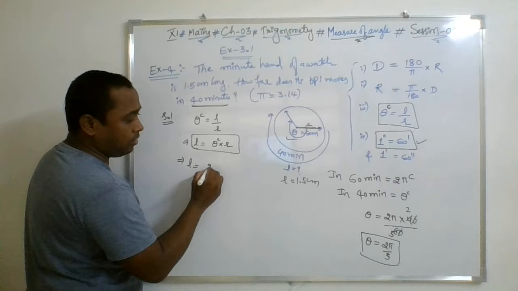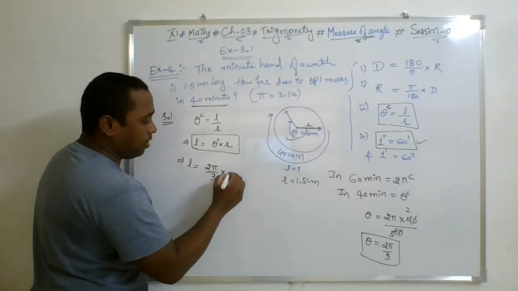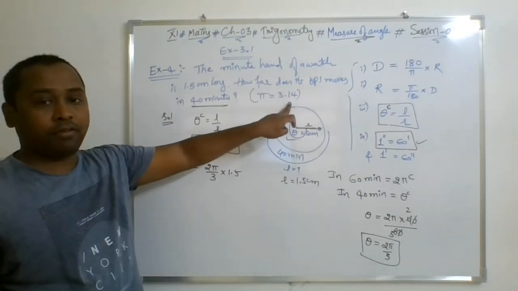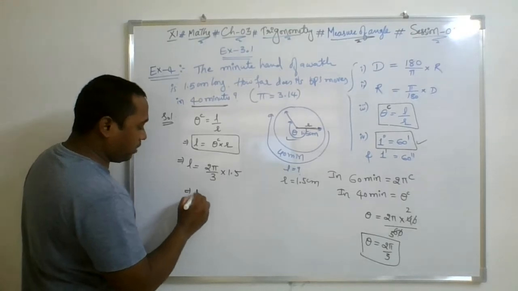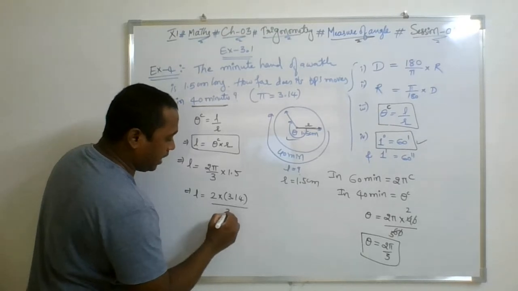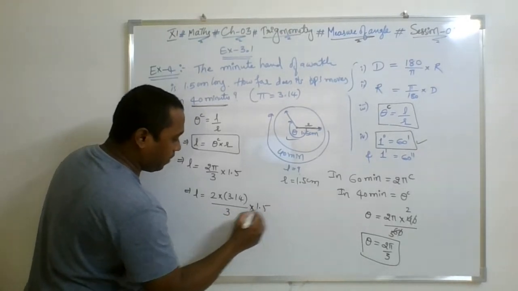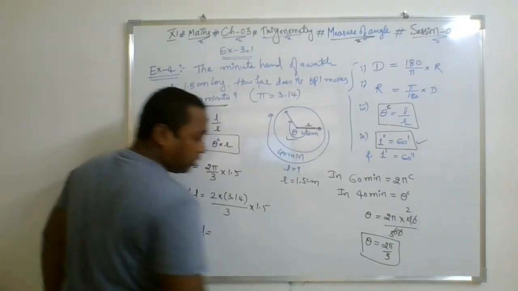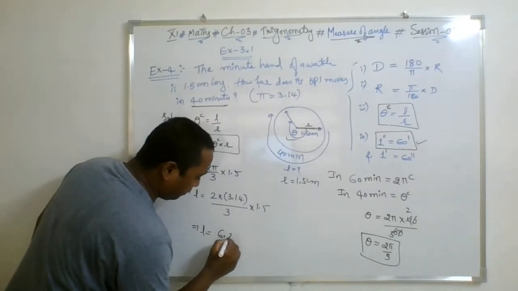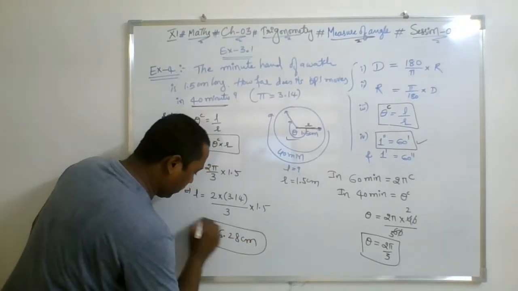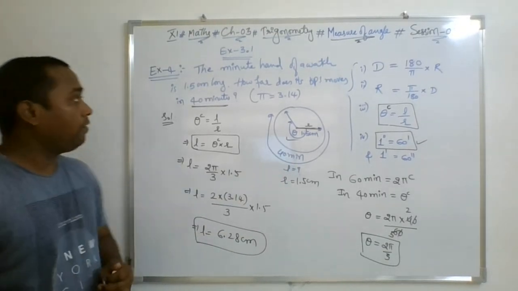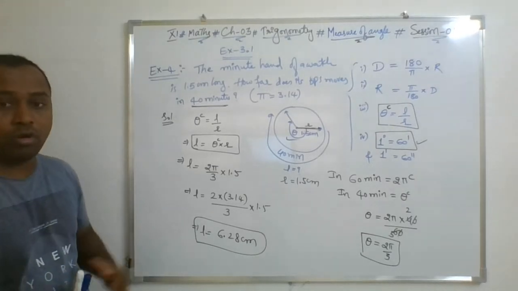So length of arc is equal to 2 pi by 3 into 1.5 as the radius. And also the value of pi is given as 3.14. Then use that value to get the accurate answer. 3.14 by 3 into 1.5, 2 times. Simply after calculation I am writing the value directly, 6.28 centimeter. So this is the distance moved by the tip of the minute hand in this clock. Fine. So this is the way of solving the question.